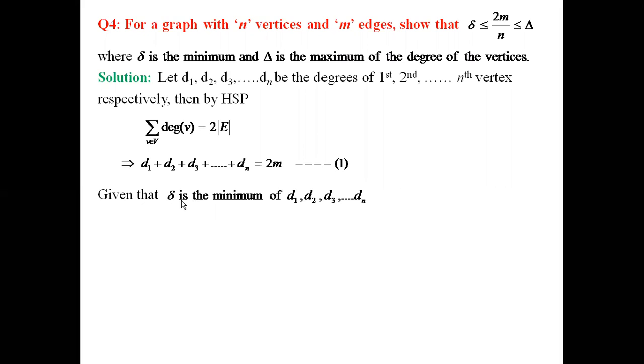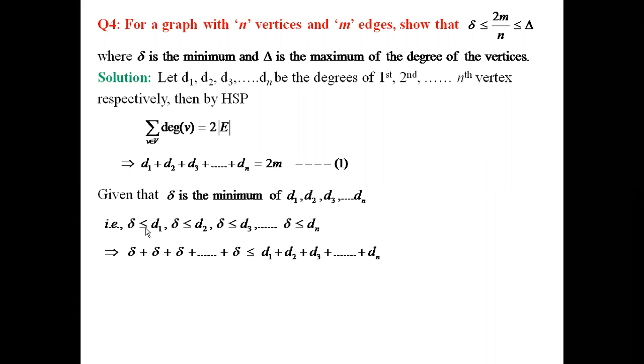It is given that small delta is the minimum of d1, d2, d3, etc. up to dn. It is mentioned that small delta is the minimum of the degrees of the vertices. So the degrees of the vertices are assumed as d1, d2, d3, etc. up to dn. So small delta represents the minimum of all these. That is, delta is less than or equal to d1, small delta is less than or equal to d2, small delta is less than or equal to d3, etc. up to delta is less than or equal to dn. Since this is the minimum of each of the degrees, we use the notation less than or equal to.